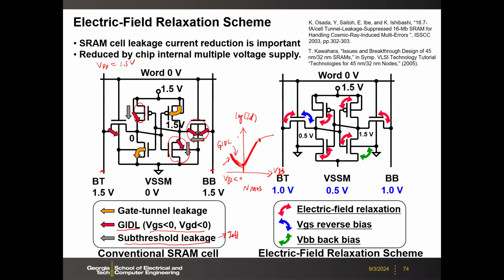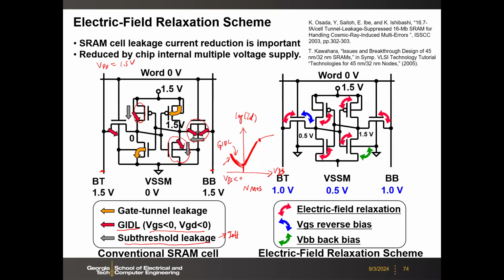We'll talk about the physics more later maybe, but basically it's due to the band-to-band tunneling from, let's say, the drain to your channel. So if you look at the bias condition of those transistors, you will see that many of them are under this GIDL condition. So you have additional leakage, okay?